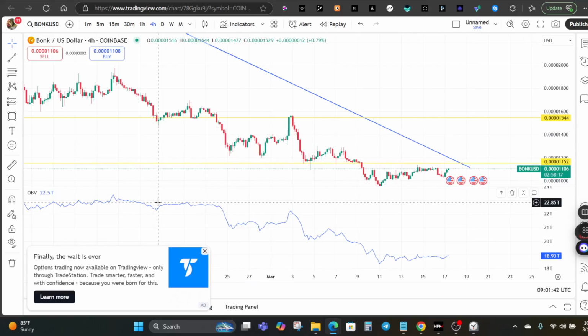Okay, so volume is an essential tool that can help you identify strong trends, confirm breakouts, and avoid false signals. So if you start integrating volume into your trading, you'll have a clearer picture of market strength and make better informed decisions.